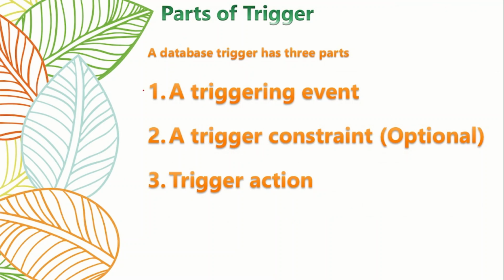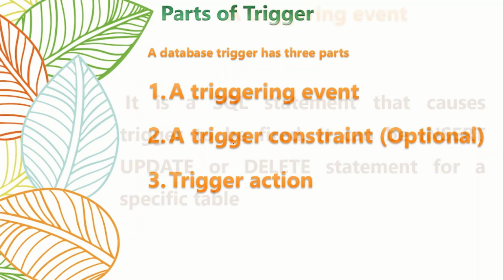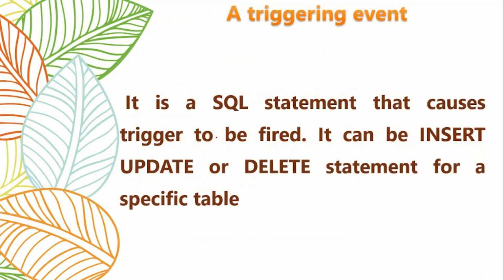Now, parts of a trigger. A trigger will have a triggering event, will have trigger constraints, will have a trigger action. So these are the three components of a trigger. Right? What is a triggering event? It is the event on which a trigger is going to be fired, like insert, update, or delete.